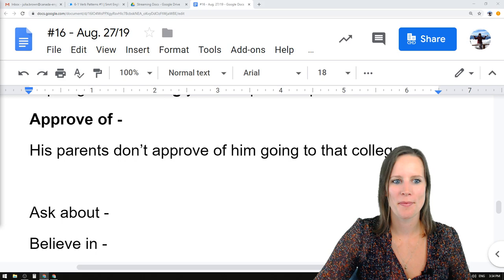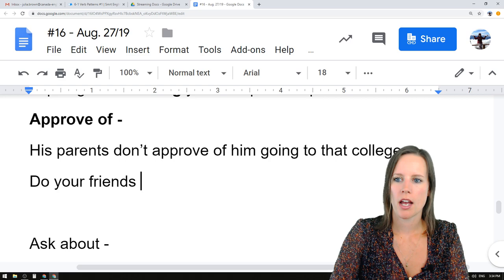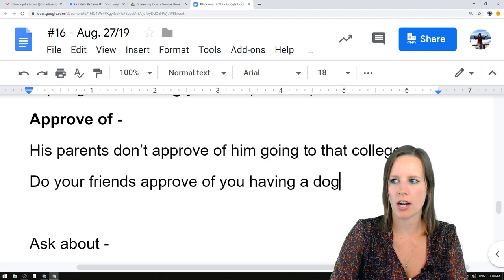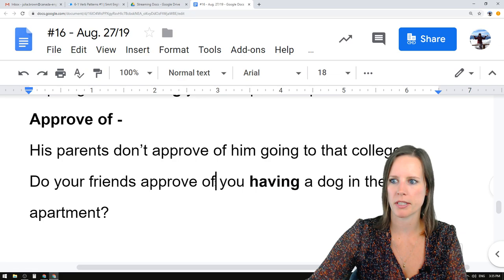Okay, so let's do another example of approve of. We can do question form. Do your friends approve of you having a dog in the apartment, for example? It's pretty common with this to have our pronoun before our gerund. Okay, but here we go. Here we go. Okay, let's go on.